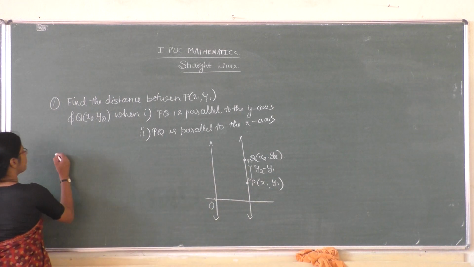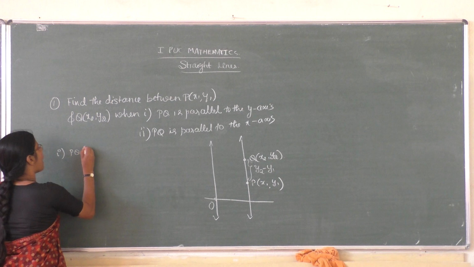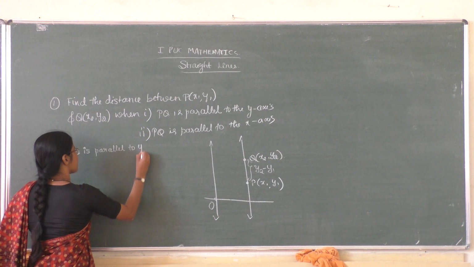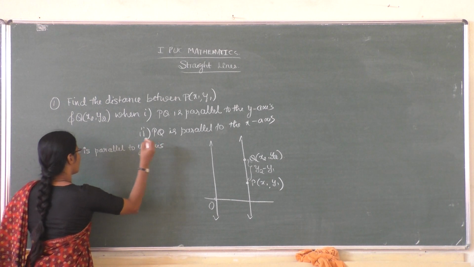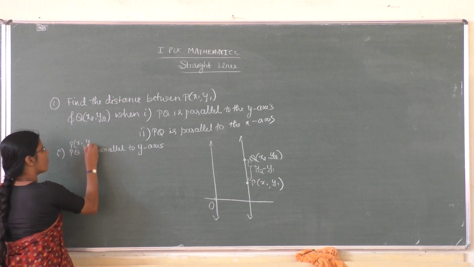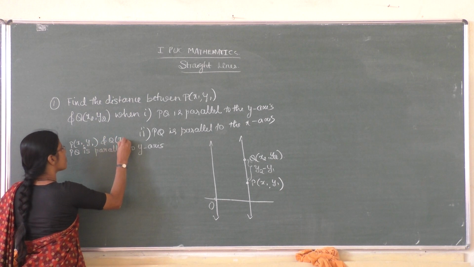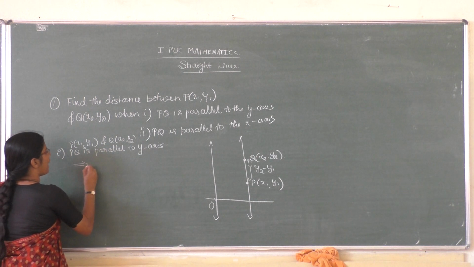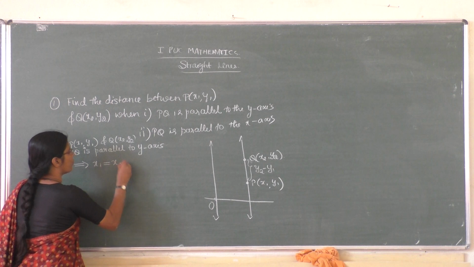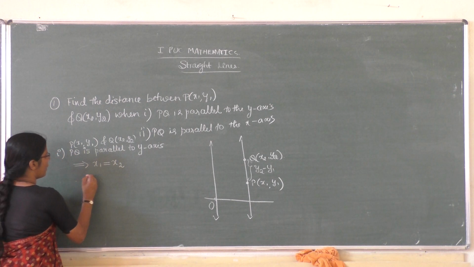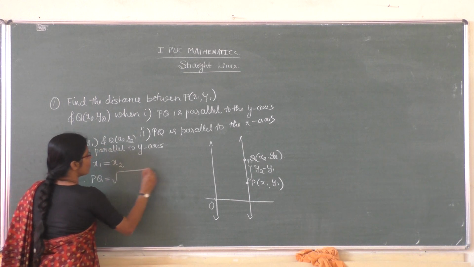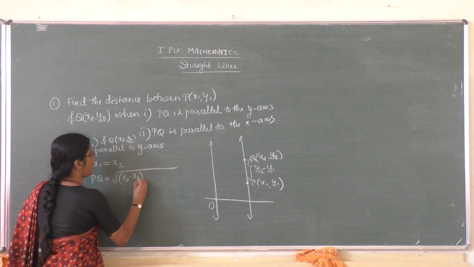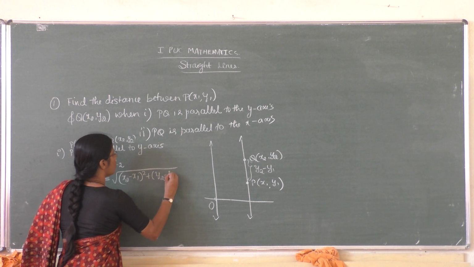See, PQ is parallel to the y-axis. Here P is x1 comma y1 and Q is x2 comma y2. So PQ is parallel to y-axis. That implies x1 is equal to x2. Therefore PQ is equal to, if you use this distance formula, square root of x2 minus x1 whole square plus y2 minus y1 whole square.